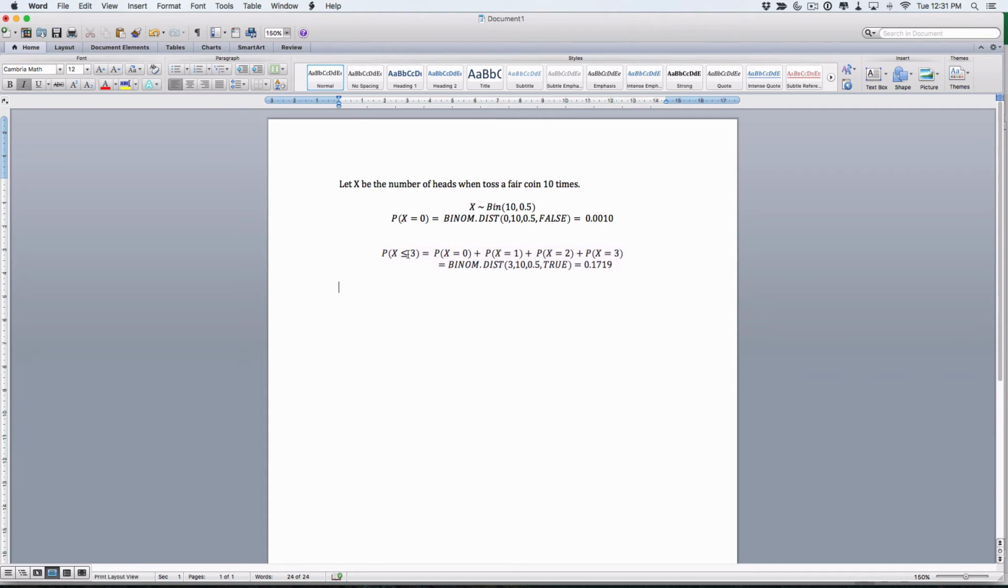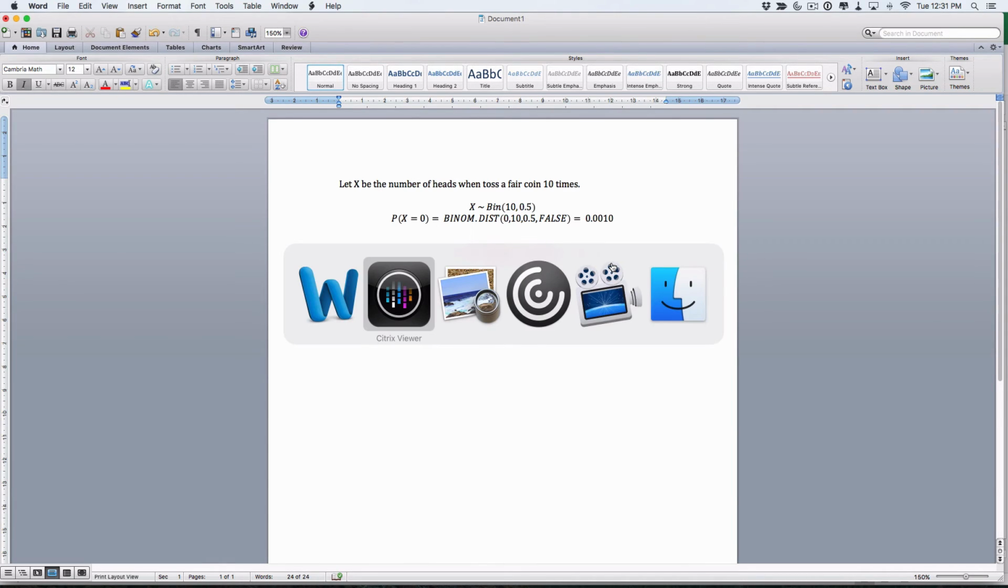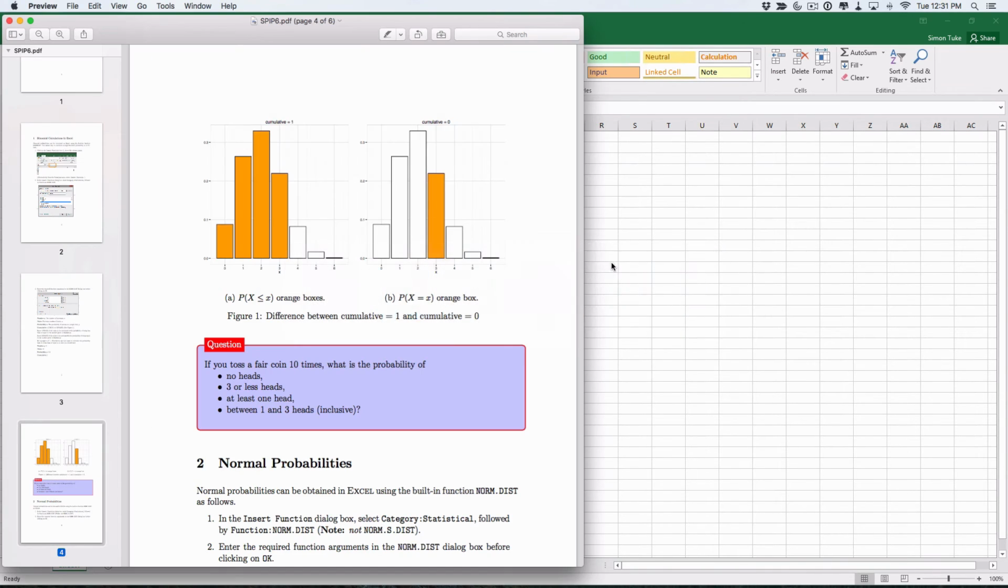So I took the problem and wrote it as the probability of what's in the brackets, which is X is less than or equal to 3. So X is the number of heads. It's less than or equal to 3. Then I wrote it out in full to show I understand what that is. Then I gave the Excel command, and then I gave the answer. Lovely. Let's have a look at the next question.